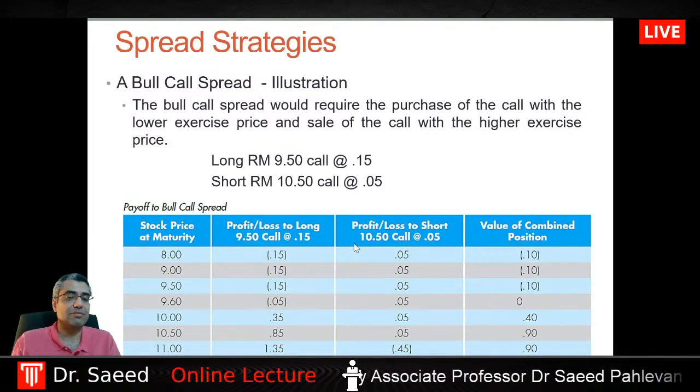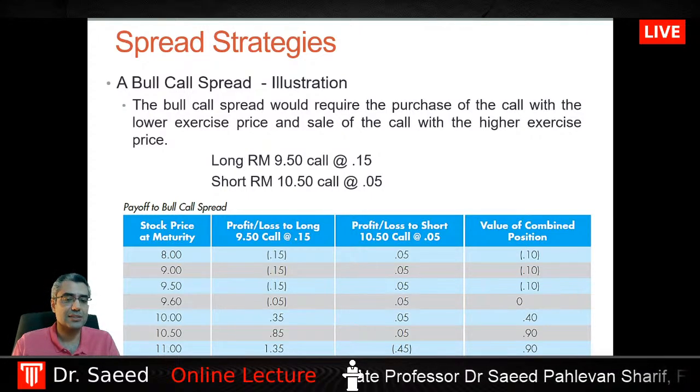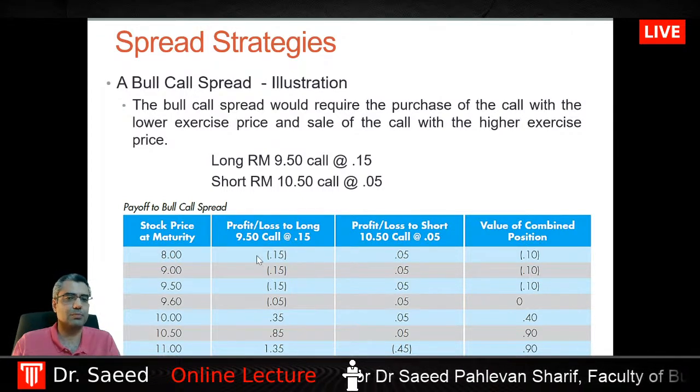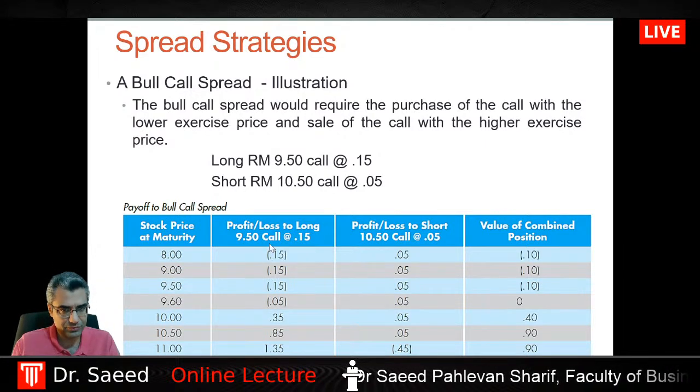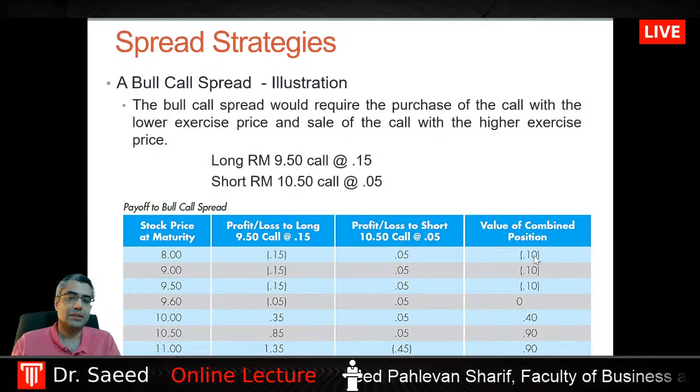Then I will have $1 loss, but I already received a 5 cent premium. This means my net loss is 95 cents. Then for each of these prices, you just add the first 2 columns, the profit and loss from these 2 instruments, and you get the value of the combined position.